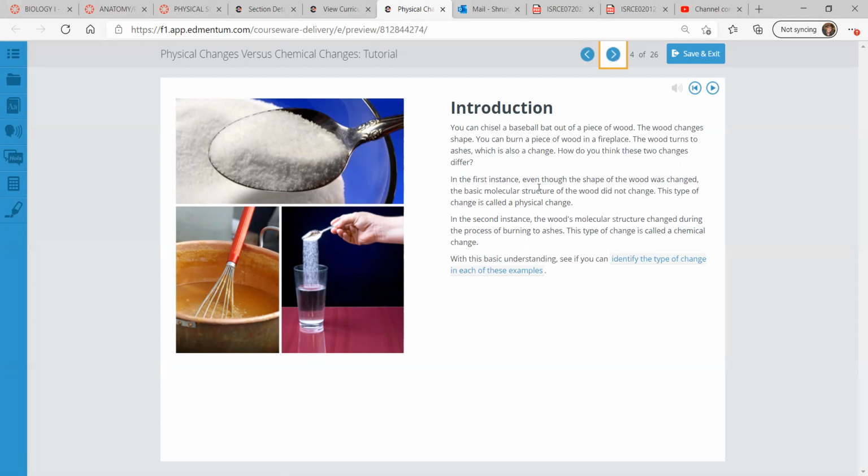In the second instance, you're burning the wood. The molecular structure of the wood changed during the process of burning to ashes. That is a chemical change. So if you can differentiate between those two basic examples, then you're going to be able to figure out this lesson.